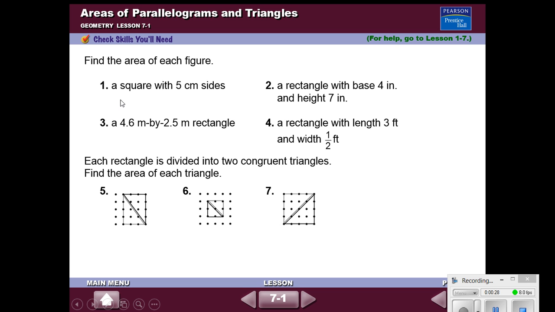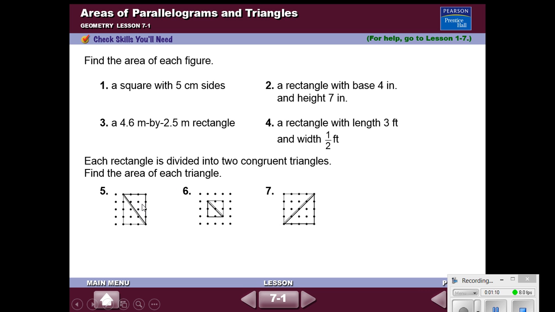Okay, so a square with a 5 centimeter side has an area of 5 squared, which is 25 centimeters squared. A rectangle 4 by 7, of course, is 28 square inches. Rectangle 4.6 meters by 2.5 meters, then the area of the rectangle is the product of those two. Of course, we'll see this on the next page. Okay. The rectangle with length 3 and width 1/2 is 3 times 1/2, which would be 1.5 square feet.